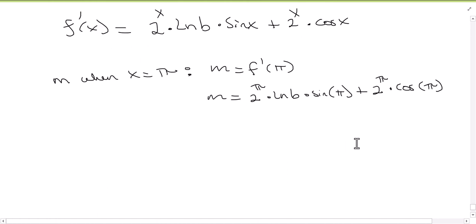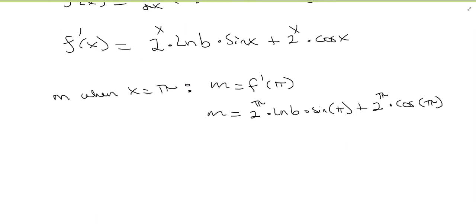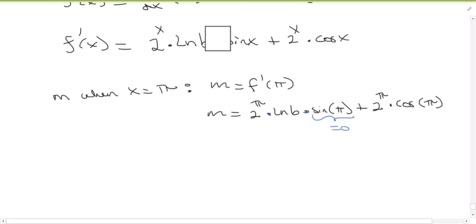And let's evaluate those. The nice thing about this is we already know sine of pi is 0. And since everything is being multiplied, so 2 to the pi times the natural log of, oops, I put natural log of b. That should have been natural log of 2. My base is 2. And so you have 2 to the pi times natural log of 2 times 0. So this whole quantity is 0. So I have 0 plus 2 to the pi.